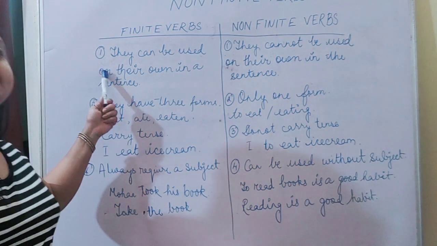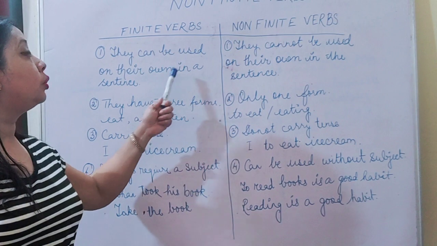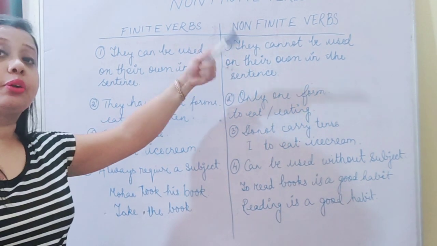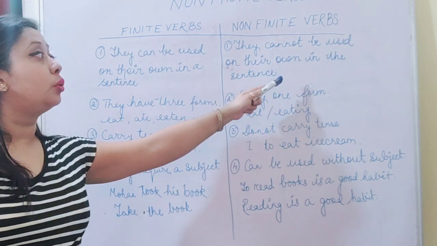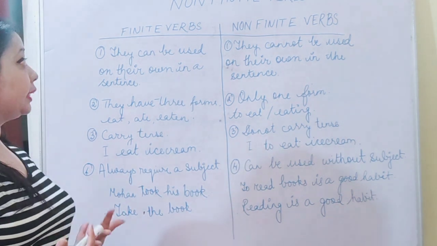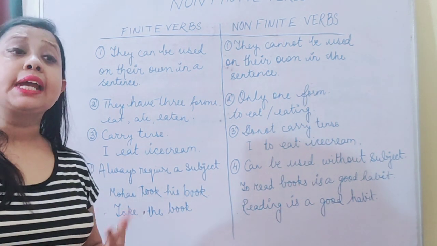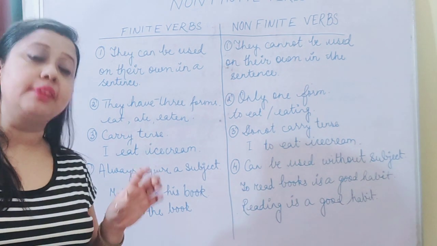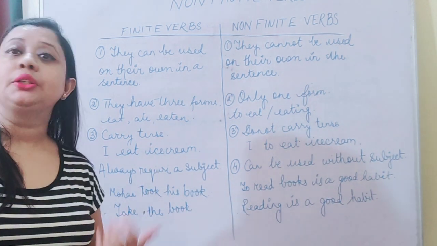See, the first point that I have written is they can be used on their own in a sentence. And the difference that I have written about non-finite verbs is they cannot be used on their own in the sentence. So for example, I can write, I go to school every day. There, I don't need any other word to express the meaning of the verb. It itself can express. But I cannot write, I too go to school every day.